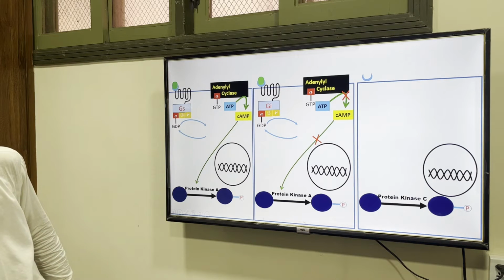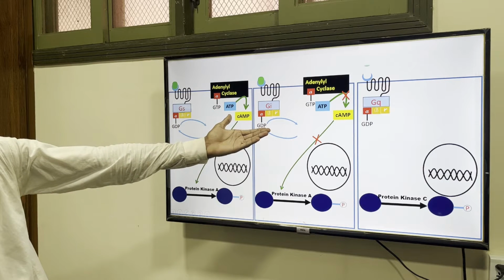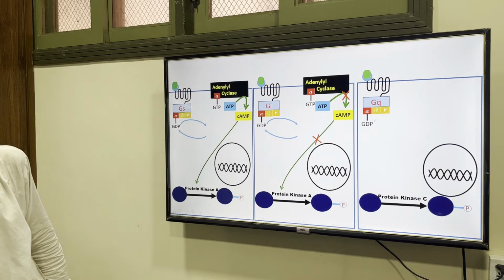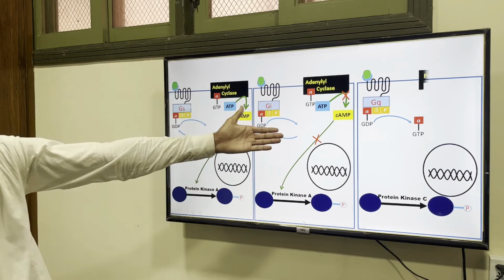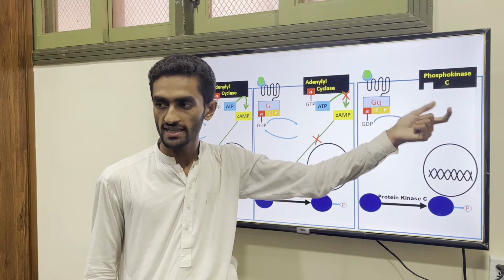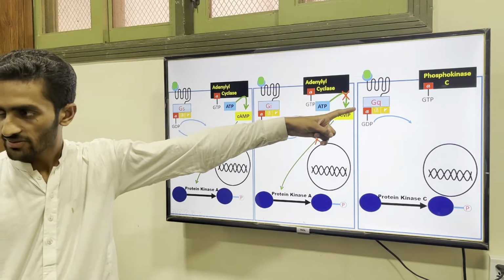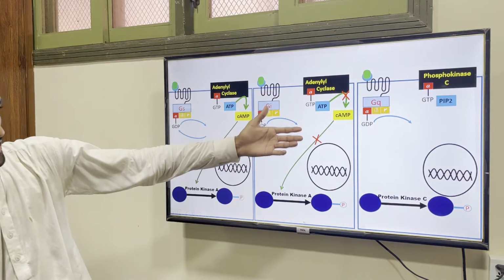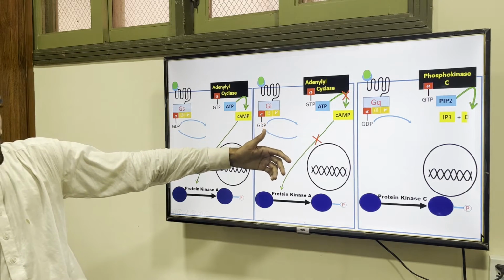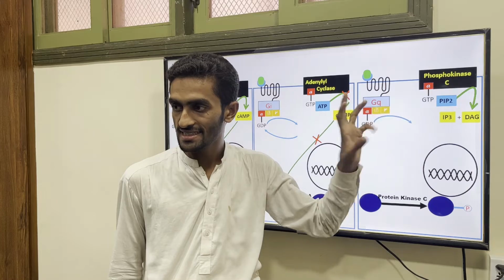So here is the receptor, transmembrane, attached with the G protein, alpha, beta, and gamma subunits. For example, here is the hormone. The hormone attaches here and activates the alpha GTP, which will activate phospholipase C at the membrane. So what does this alpha GTP do? They attach with the phospholipase C, and when activated, they convert PIP2 into IP3 and DAG. So these two factors, IP3 and DAG, are produced when the enzyme is active.